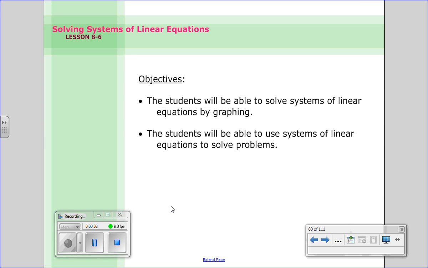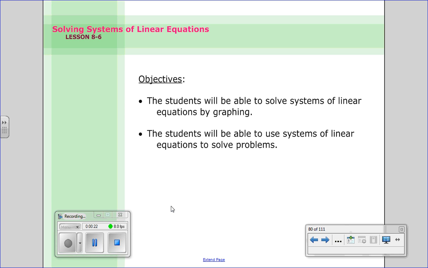Hello and welcome to Lesson 8-6 on solving systems of linear equations. In the last couple lessons, we learned how to graph linear equations using both tables and slope and y-intercept. Well, now we're going to solve systems, meaning more than one equation at a time.